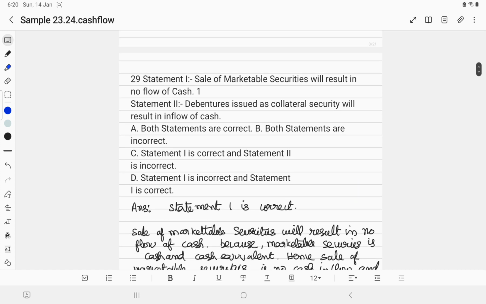Question number 29. Statement 1. Sale of marketable securities will result in no flow of cash. Statement 2. Debentures issued as collateral security will result in inflow of cash. A. Both statements are correct. B. Both statements are incorrect. C. Statement 1 is correct and statement 2 is incorrect. D. Statement 1 is incorrect and statement 2 is correct. Answer. Statement 1 is correct, but statement 2 is wrong.